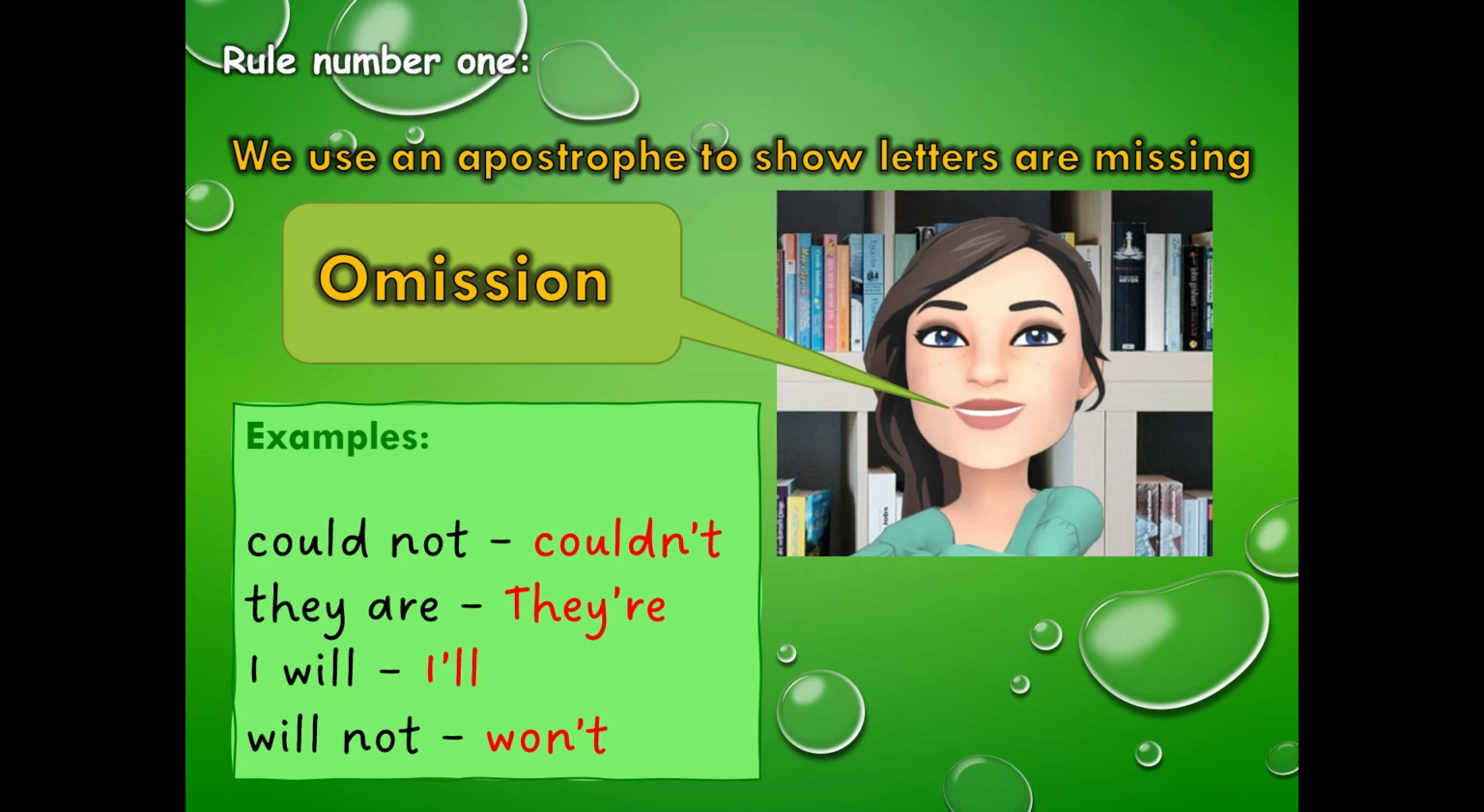Another thing you have to remember with omission is where to put your apostrophe. Sometimes people get them in the wrong place. I remember I used to write couldn't, C-O-U-L-D apostrophe N-T. But where there's a not, the apostrophe always goes where the O should have been. There are lots of omission apostrophes and you can look at these up yourselves, but we'll do some practice in this video.